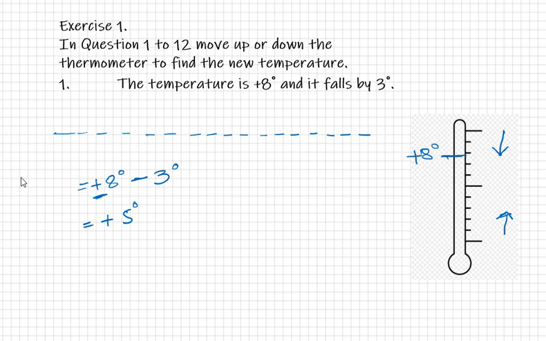Now we are doing it practically on the thermometer. Look, 8 degree is the temperature, and when it moves down or falls down 3 degree, so 1, 2, 3. So this means 8, then 7, 6, 5. So 5 degree. So the new temperature is 5 degree. This is our answer.